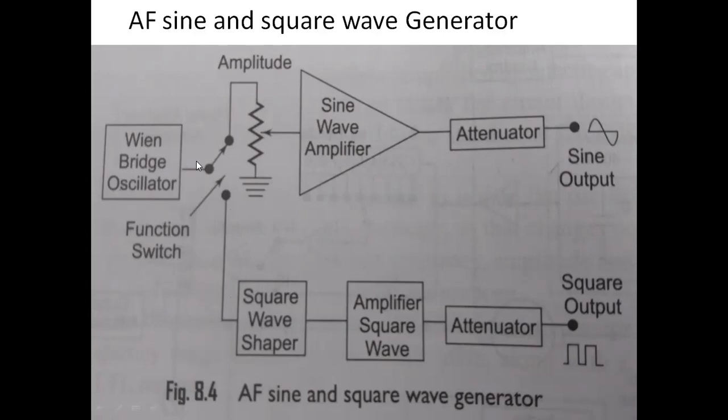Shaper. So the generated sine wave will be shaped into a square wave, and after that it will be amplified by the amplifier circuit, and it is attenuated, and you will get the square wave output. So with this we can generate the sine and square wave outputs in the audio frequency range.